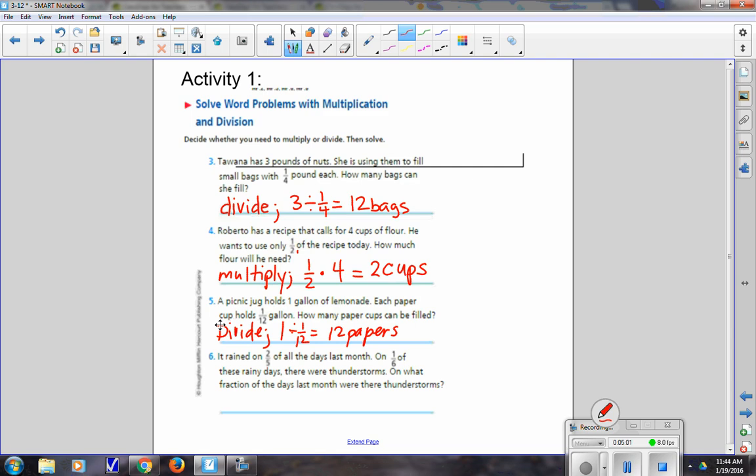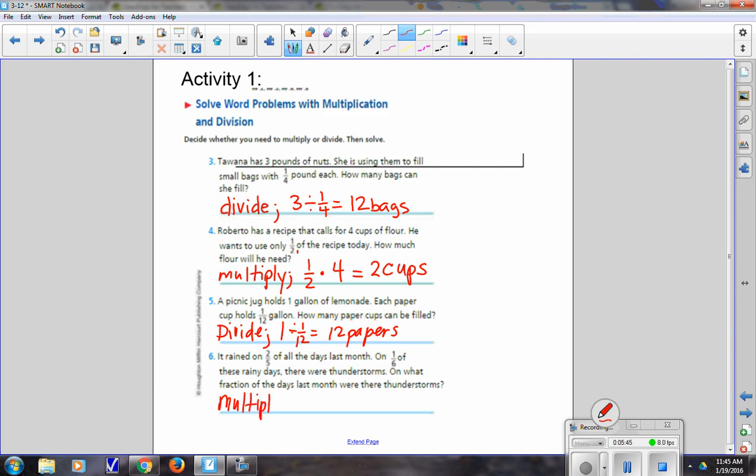All right, let's try one more. It rained on 2/5 of all the days last month. On 1/6 of these rainy days, there were thunderstorms. On what fraction of the days last month were there thunderstorms? It rained 2/5 of all the days last month. On 1/6 of them, there were thunderstorms. On what fraction of the days last month were thunderstorms? Are we multiplying or dividing? I heard you. Multiply. Good job.